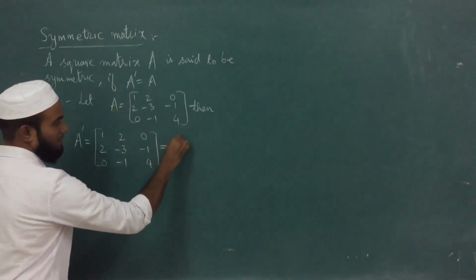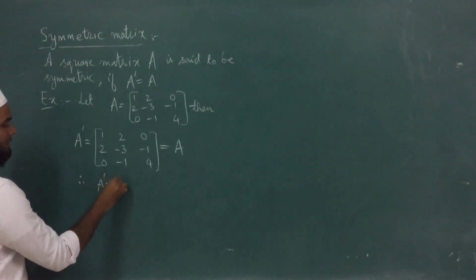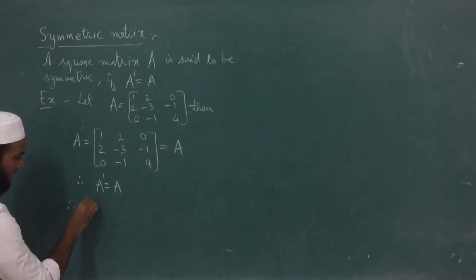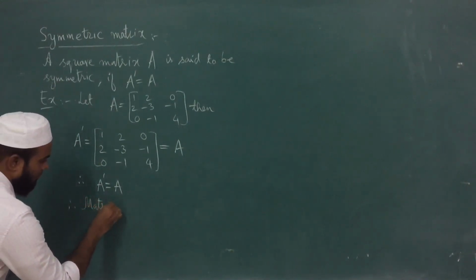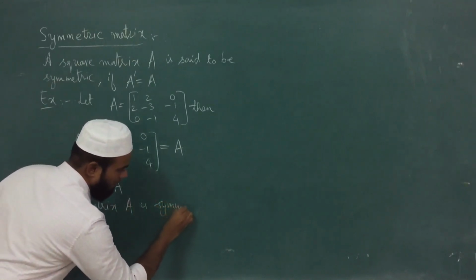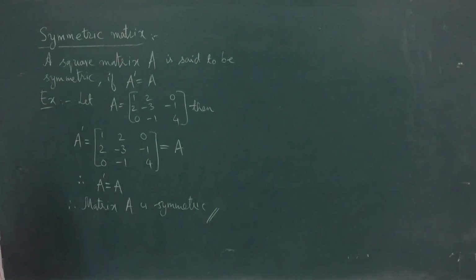Therefore A transpose is equal to A. Therefore matrix A is symmetric, right? So even without verification we can say whether the matrix is symmetric or not.